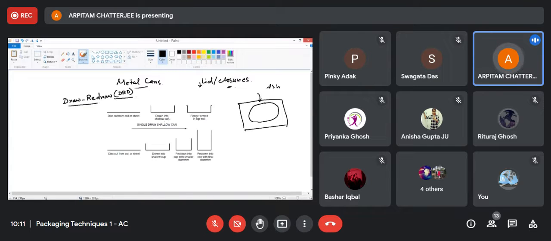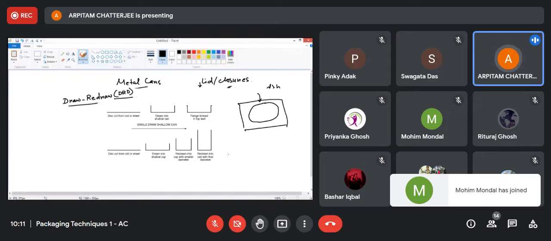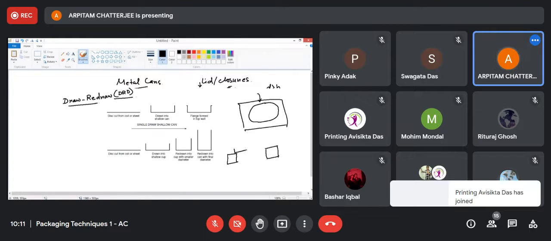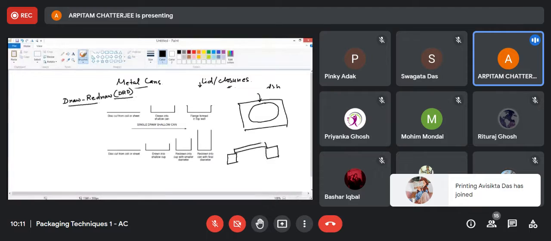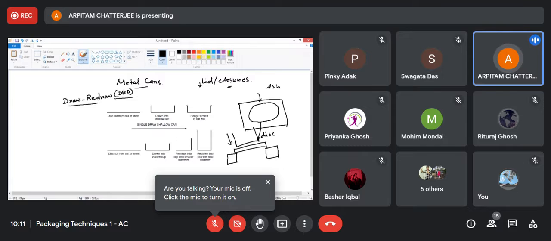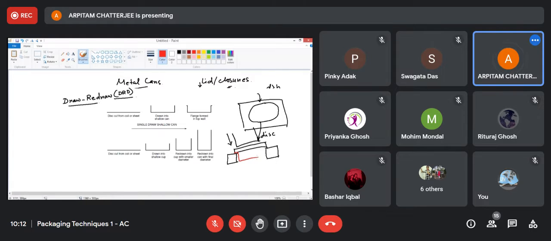Then you have to draw into shallow cans. Drawing means basically a pressure is applied. It is done using pressure. So this is the disc, and on this particular disc you give a pressure. And this pressure basically draws it inside, and you get the formation of this shape. Okay, so this is the shallow can making process.